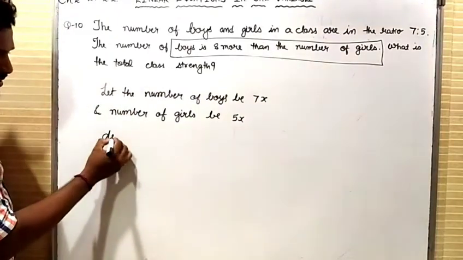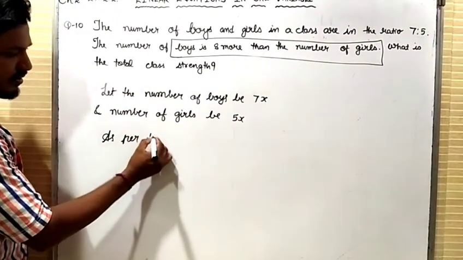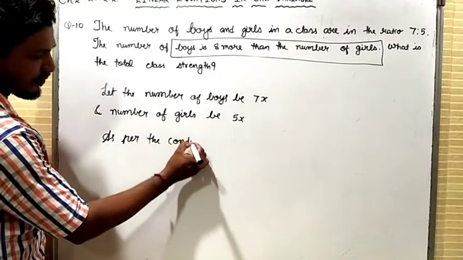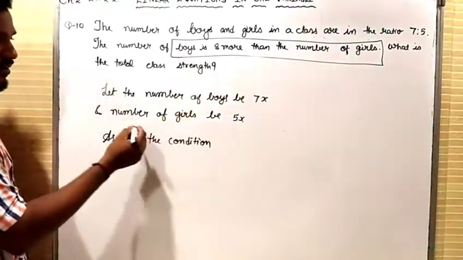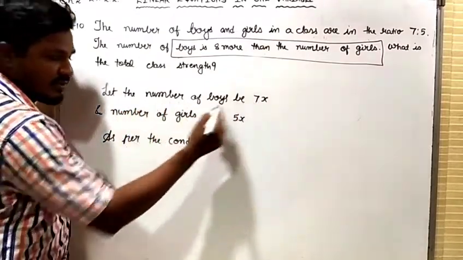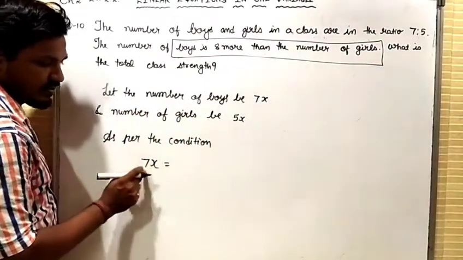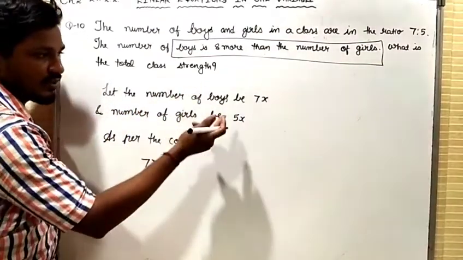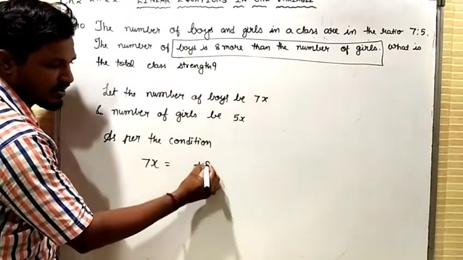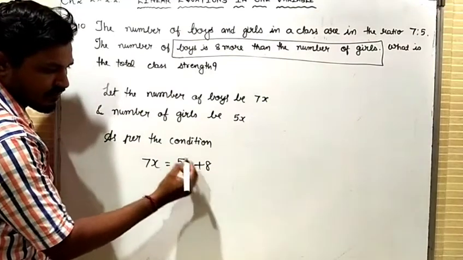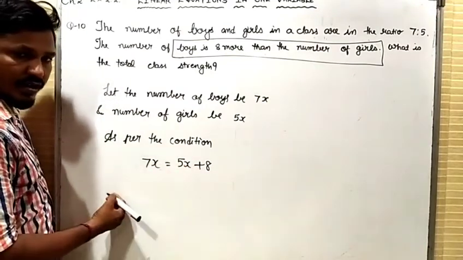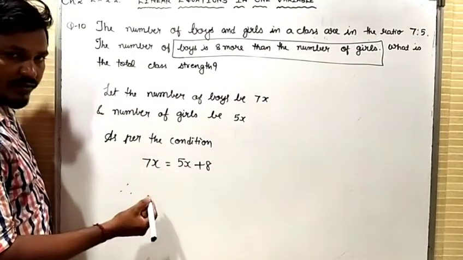Therefore, as per the condition, what does that mean? Boys is 8 more than girls, and the number of boys is 7x. This is 8 more than the number of girls. So 8 more means you have to add 8 to the number of girls. We got an equation. Now you know very well what to do.